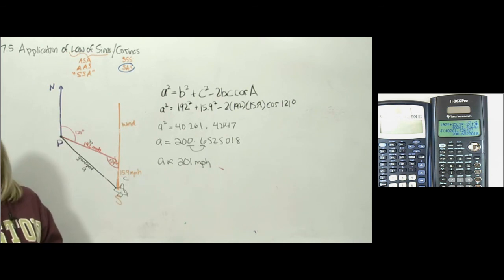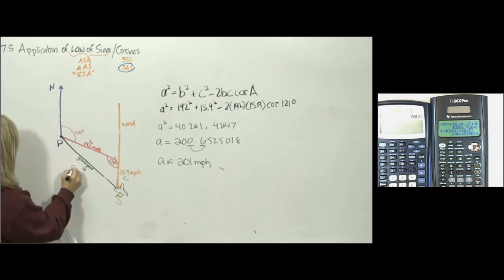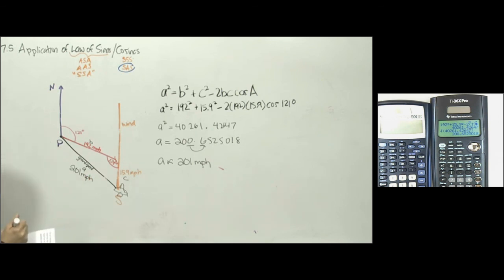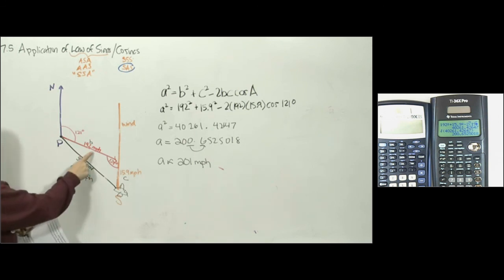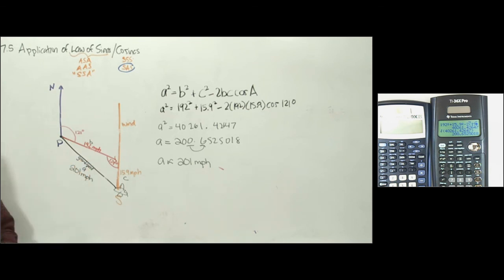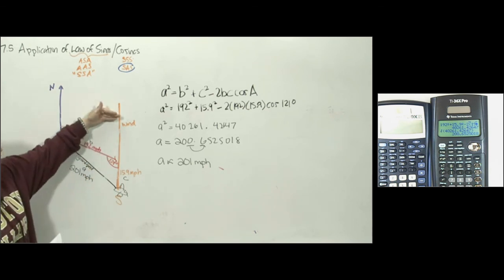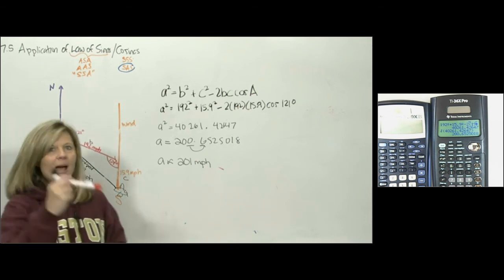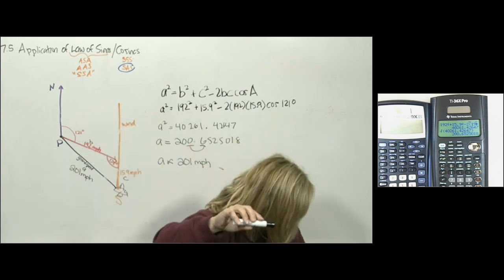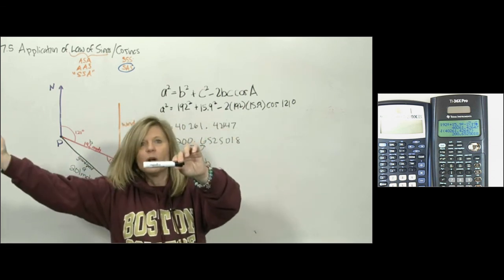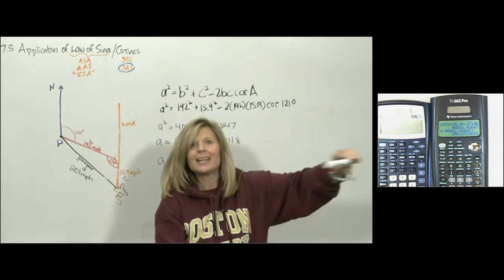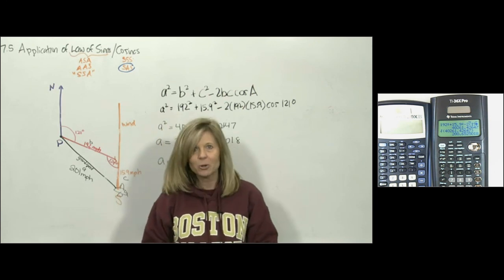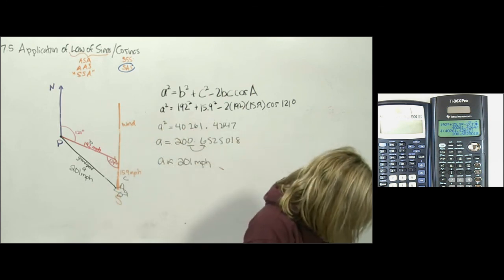Now let's think about that. Why is the airspeed different from the ground speed? Because remember, this wind is pushing towards the plane. So think about it. Here's the plane, and a gust of wind is pushing towards it. What's it going to make it do? That's right. It's going to make it speed up. Isn't that cool?